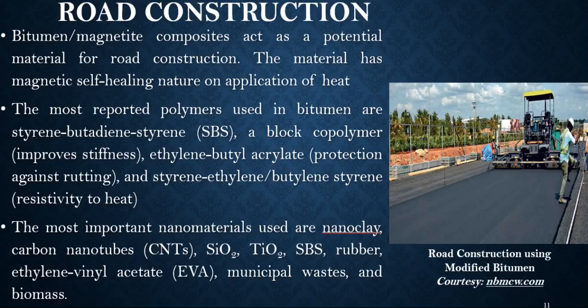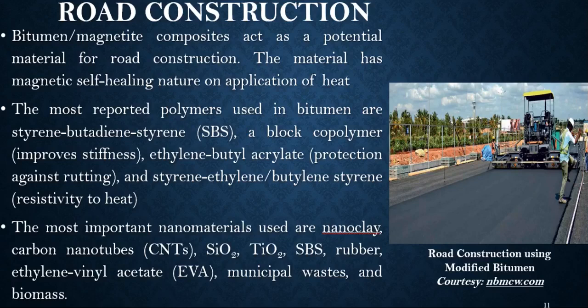The most commonly used polymers for bitumen are styrene butadiene styrene, abbreviated as SBS, which is a copolymer that improves the stiffness of bitumen. Also, ethylene butyl acrylate provides protection against rutting, and styrene ethylene or butylene styrene provides resistivity to heat. So, using these polymers enhances the property for road construction compared to the conventional bitumen.